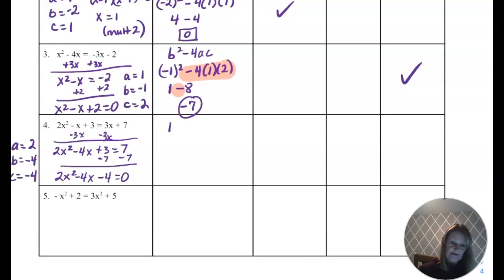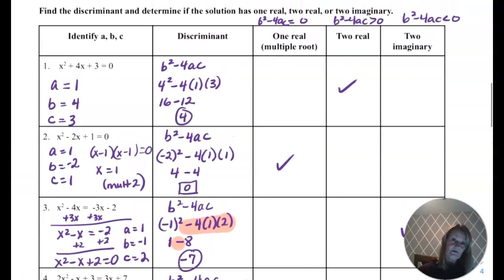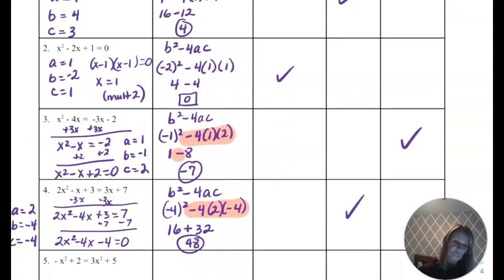Okay. So again, my discriminant. So b is a negative 4. A is 2. C is a negative 4. So 16. Again, what I was telling you earlier, when I look at this, I have 2 negatives. So that's going to be plus. And 4 times 2 is 8. 8 times 4 is 32. And that gives me 48. That is a positive number. So if you'll remember, if it is positive, greater than 0, it has 2 real roots.